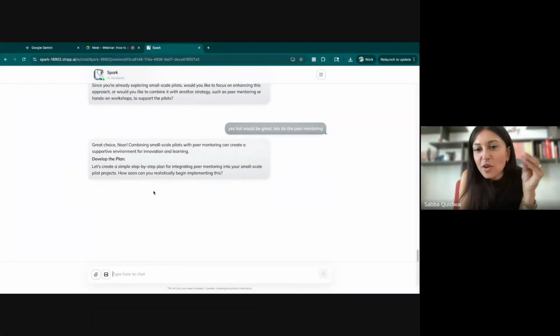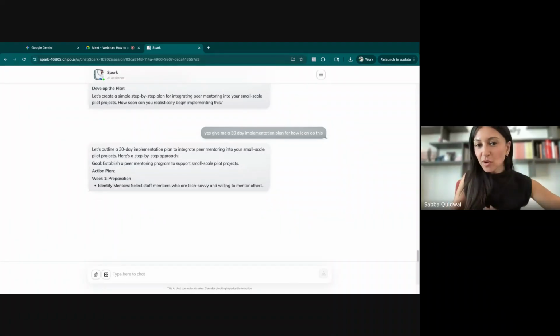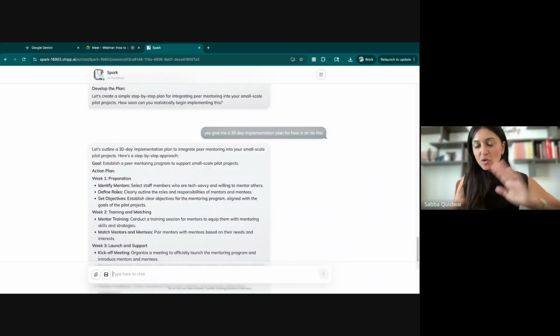So now it's going to be like, okay, let's start creating this plan. Be like, yes, give me a 30-day implementation plan for how I can do this, right? And now you might start getting more specific. We have this many people in the pilot. We have these tools that we're using. This is what our grant requirements are and things like that.